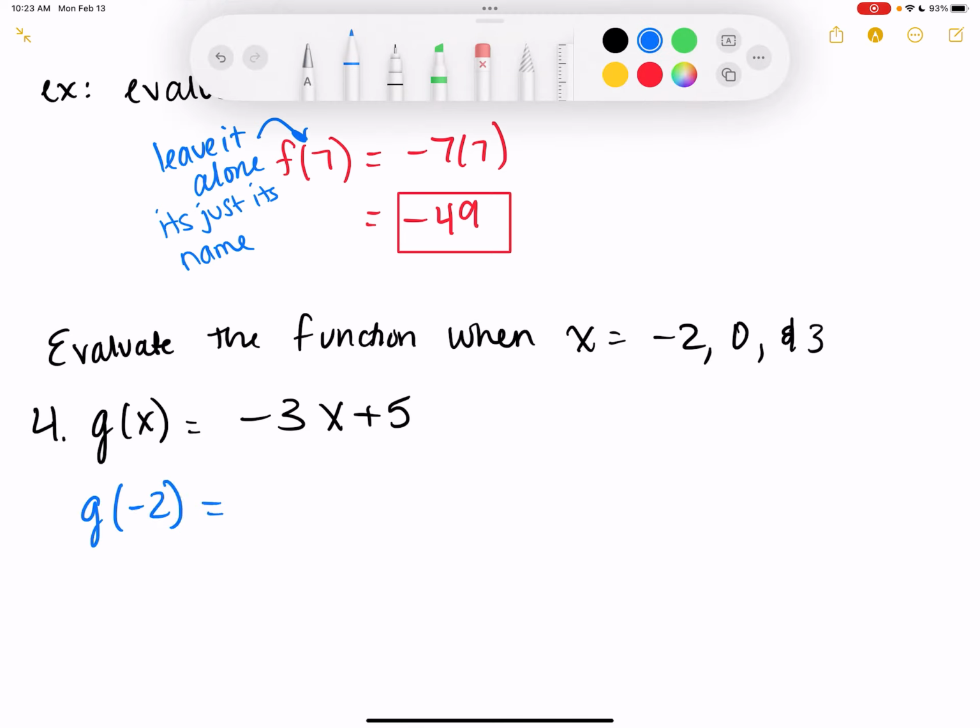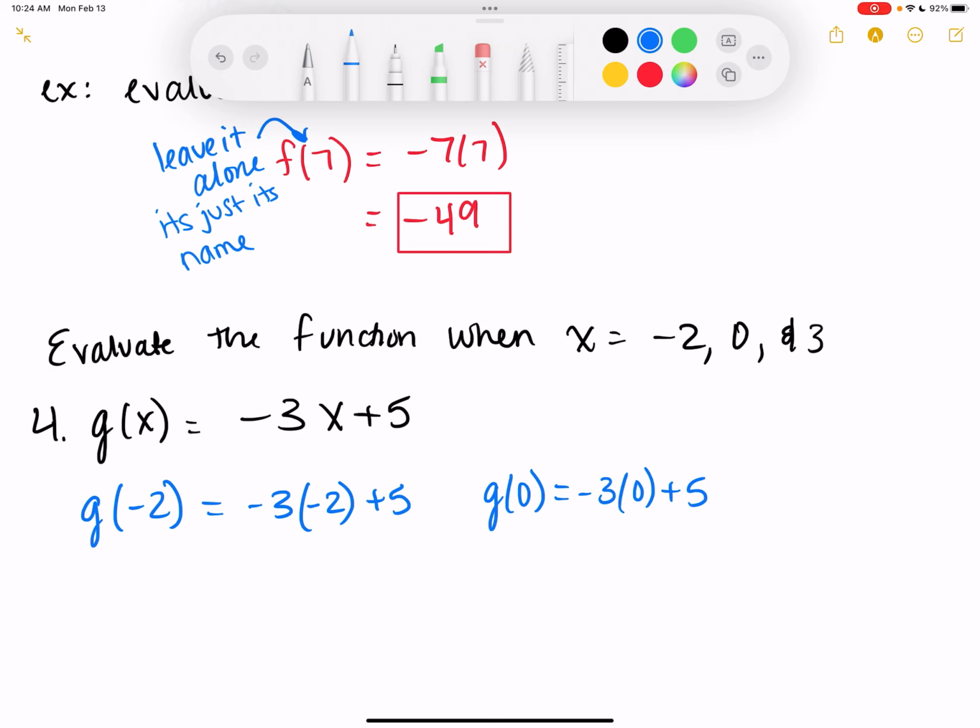And again, the left side just tells you what's getting plugged in, is equal to negative 3 times, and I will always use parentheses when it's a negative number. I will typically use it even for positives, but that way we don't think that it's negative 3 minus 2, and we can see that it's multiplying. Then plus 5. Then I'm going to set it up for 0, so g of 0 is negative 3 times 0 plus 5.